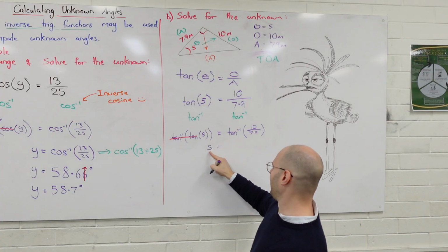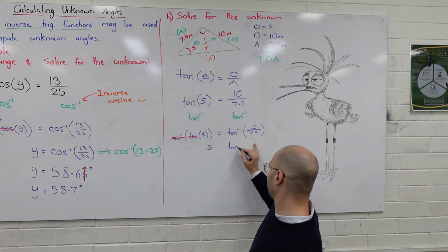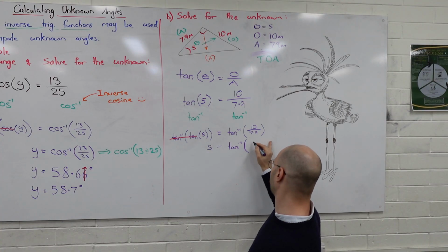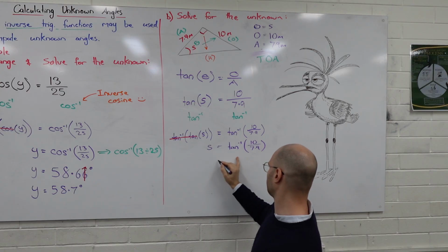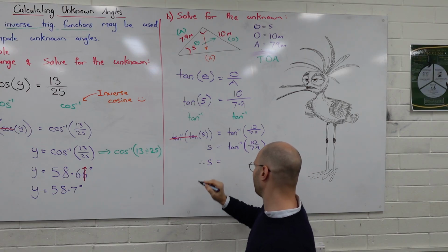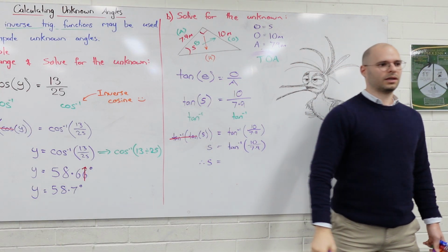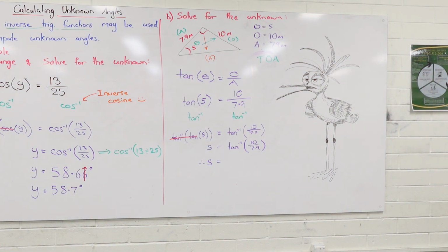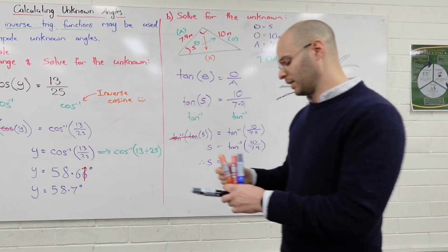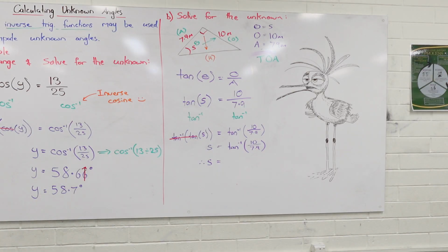Now, since we've got S as our subject and purely numerical values on our right, what do you think we're going to reach for here, guys? Calculator chat. It's calculating time. So we've got to put inverse tan of 10 over 7.9 in our calculators.